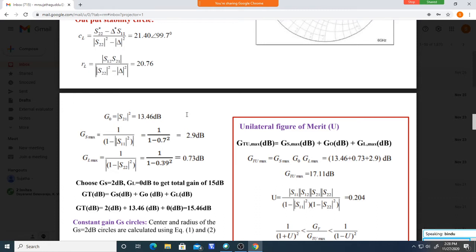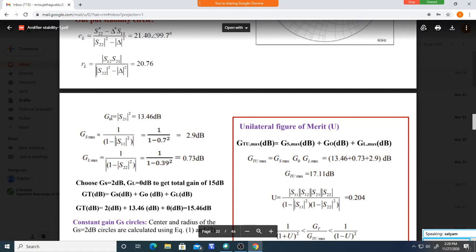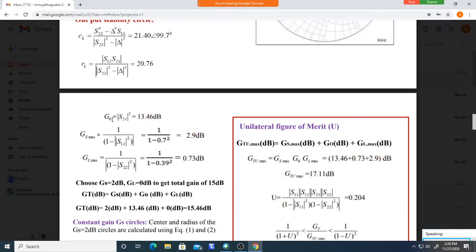So here G naught, you should calculate next to draw the constant gain circle. You should draw the gain circles. To draw the gain circles, see G naught. G naught is S21 magnitude square, that is 13.46 dB. But this is less than what we needed. 15 dB is needed.